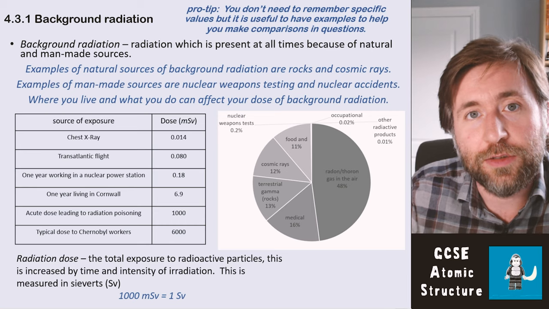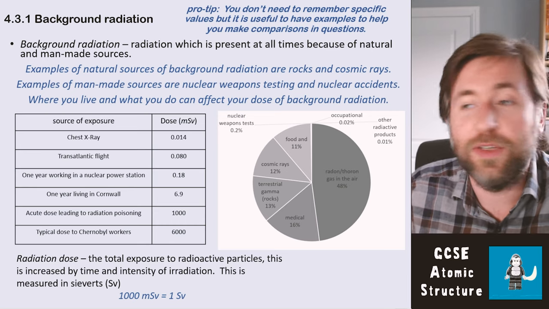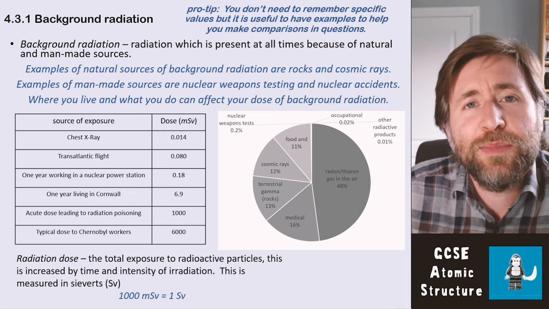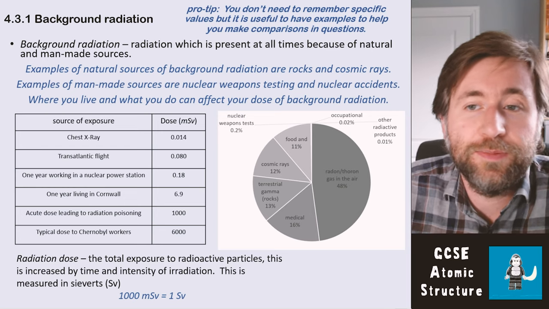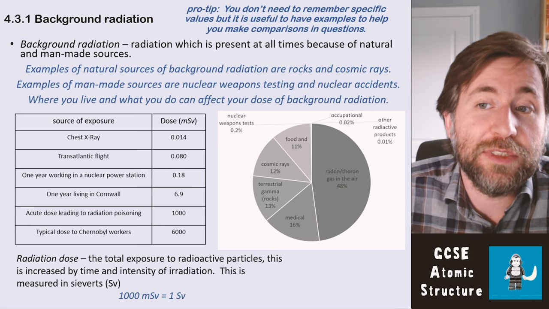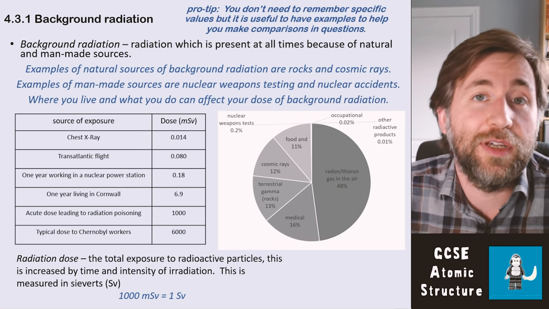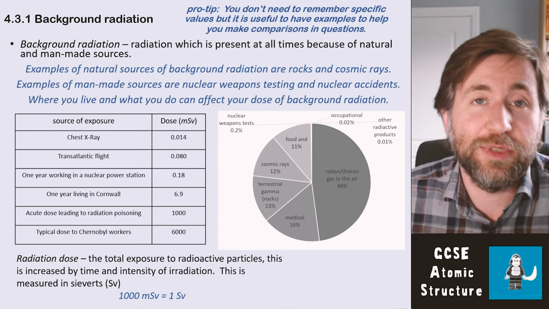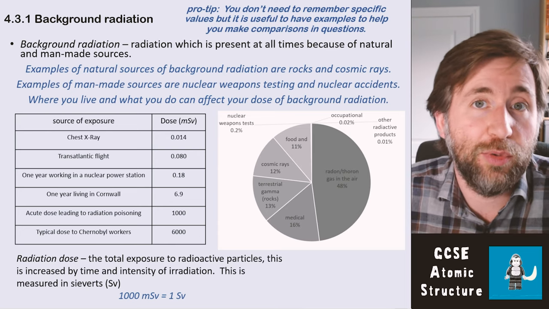That's why you get a higher dose if you take a transatlantic flight, or if you work on an airline, you do get a higher dose of radiation. And around 11% just comes from food and drinks. Now, man-made sources like nuclear weapons tests and occupational risks like working in a hospital or working in a nuclear power station actually account for a tiny percentage of the background radiation that everyone in the UK gets.